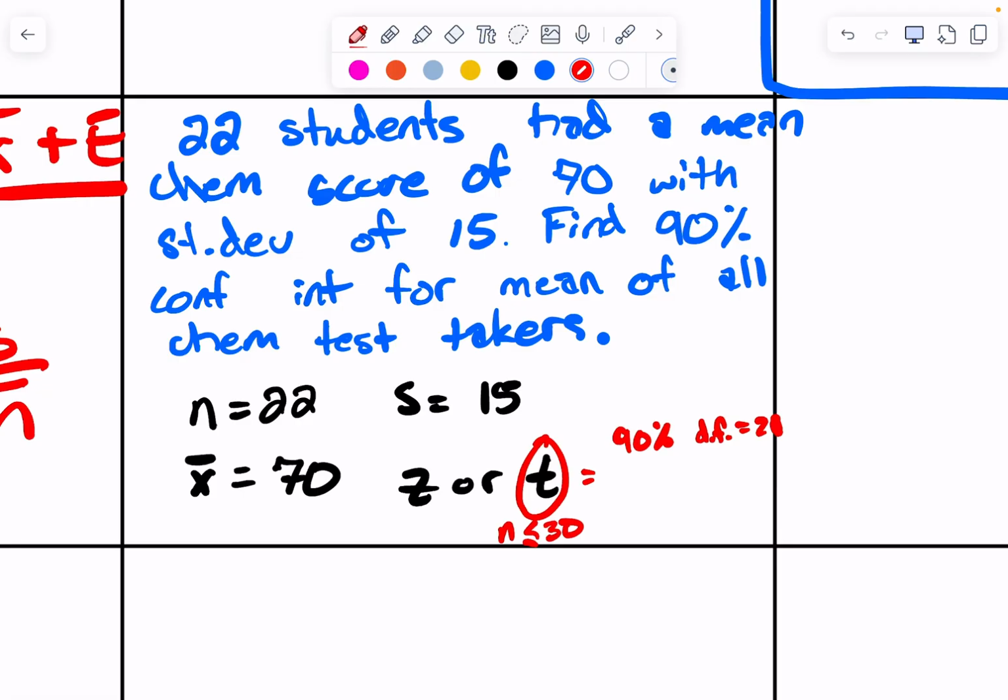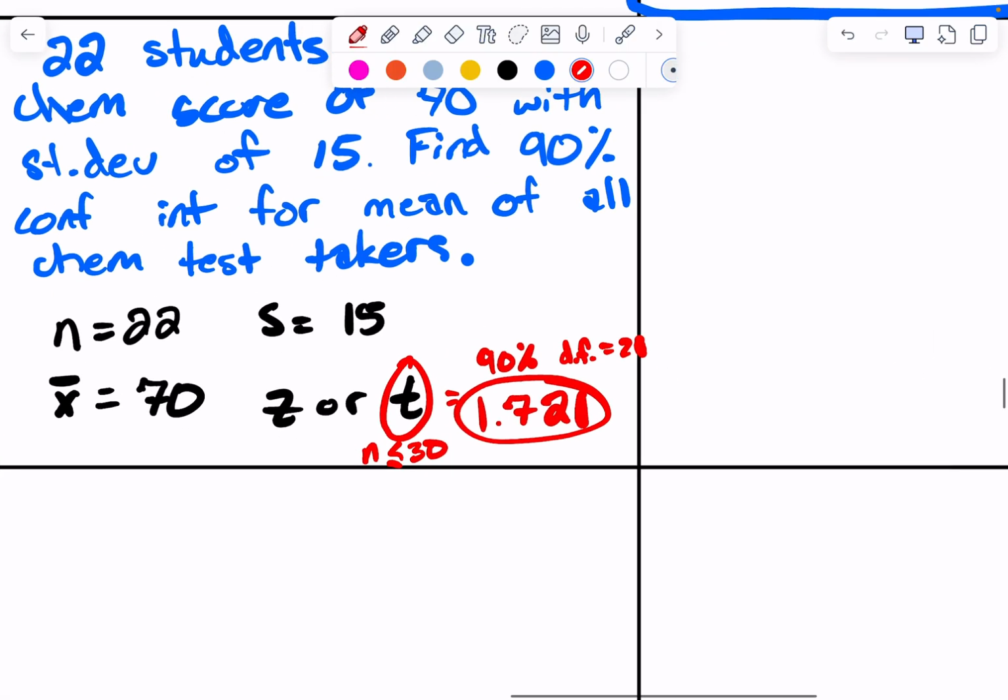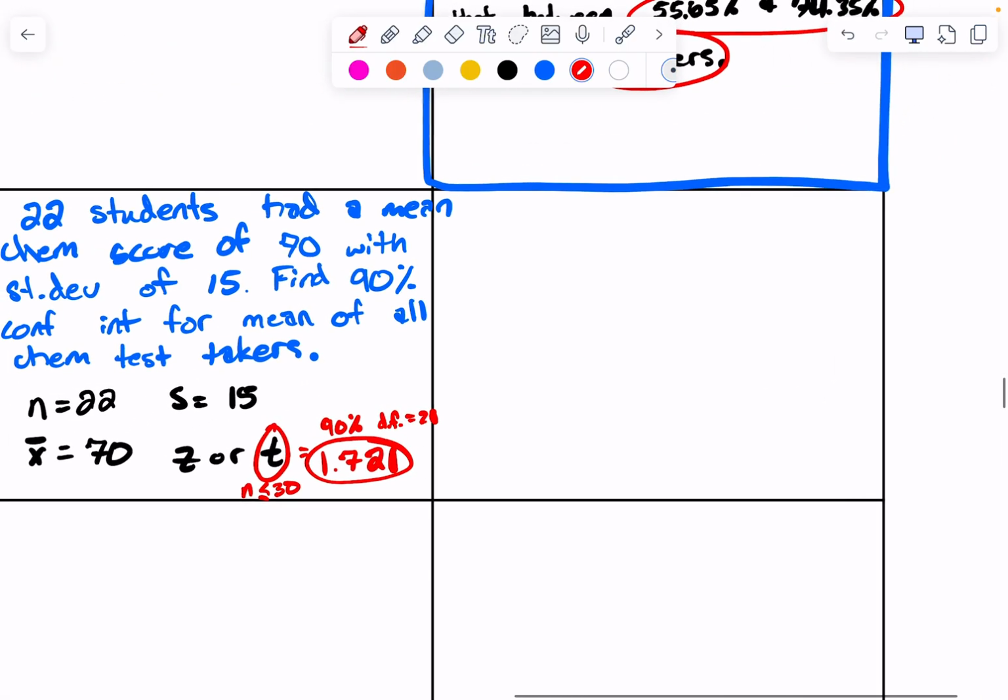Okay, so go down to 21 and go to 90, and 90 is like the fourth one over, and it is 1.721. I'm going to circle it because I got a lot of stuff written there. Okay, next. Plug it in. Error equals 1.721 times s, which is 15, over the square root of 22.